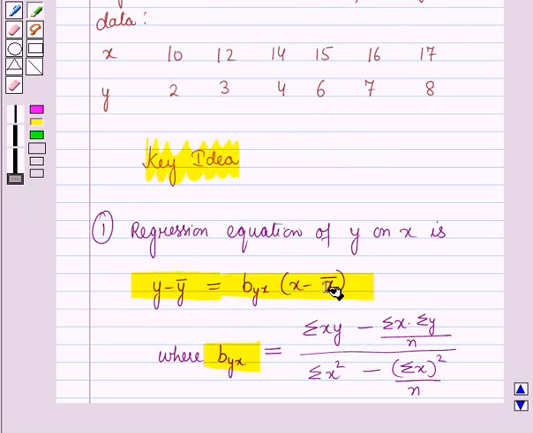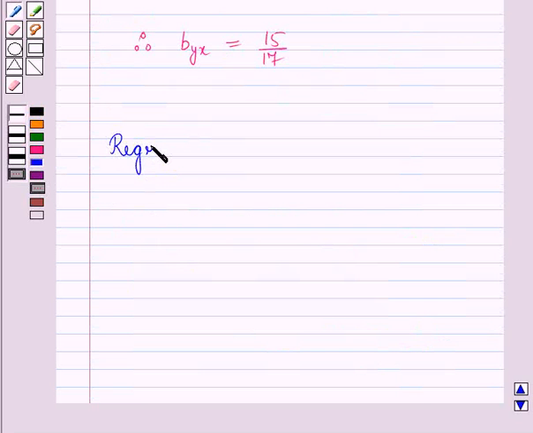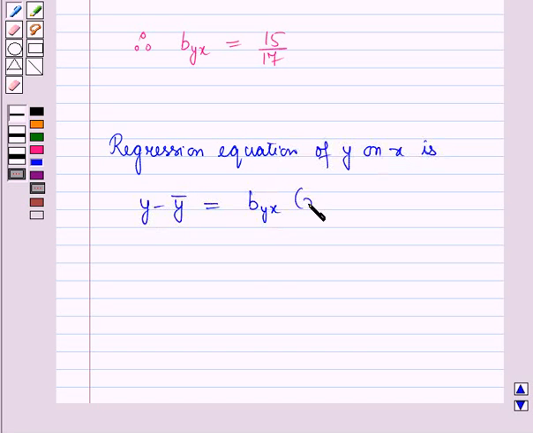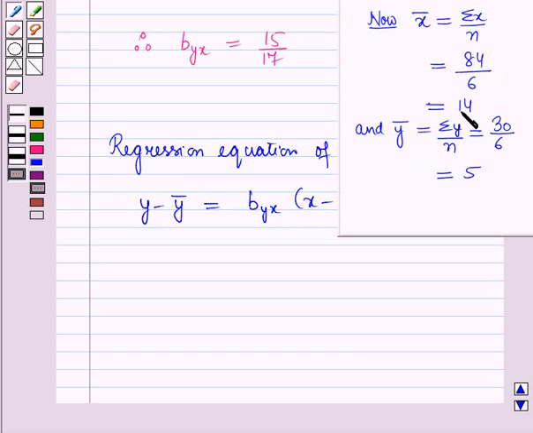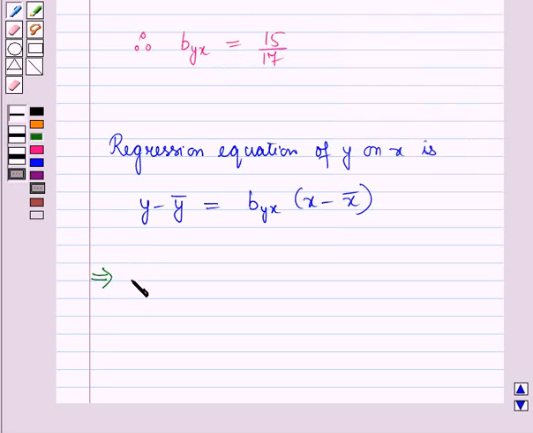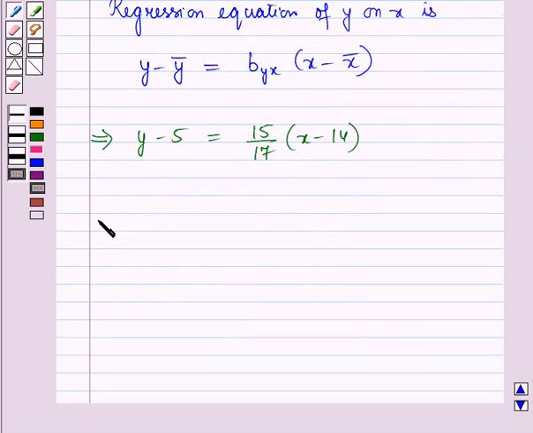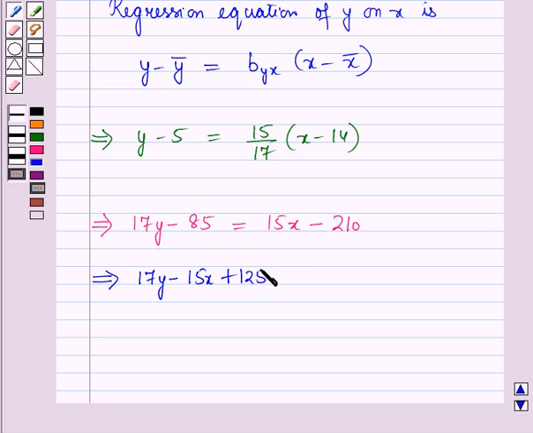Now, using this result, which is given in the key idea, the regression equation of y on x is given by y minus y bar is equal to byx into x minus x bar the whole. Now x bar is 14, y bar is 5 and byx is equal to 15 by 17. So putting all these values here, this implies y minus 5 is equal to 15 by 17 into x minus 14 the whole. On cross multiplying, this implies 17y minus 85 is equal to 15x minus 210, which further implies 17y minus 15x plus 125 is equal to 0. So this is the regression equation of y on x.